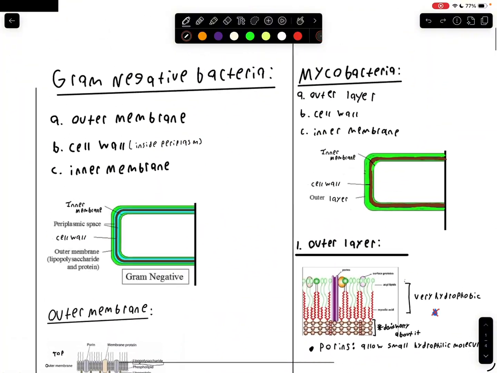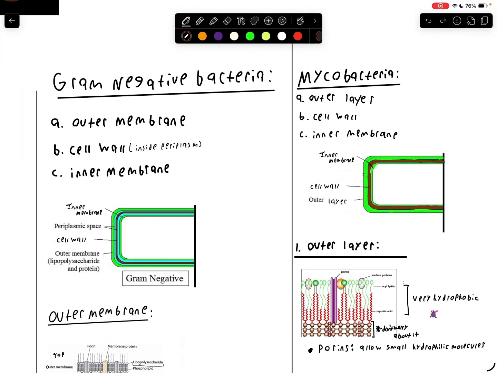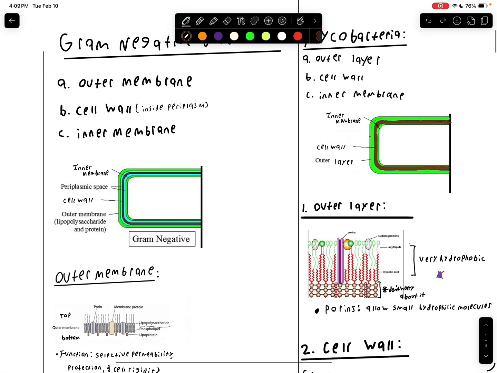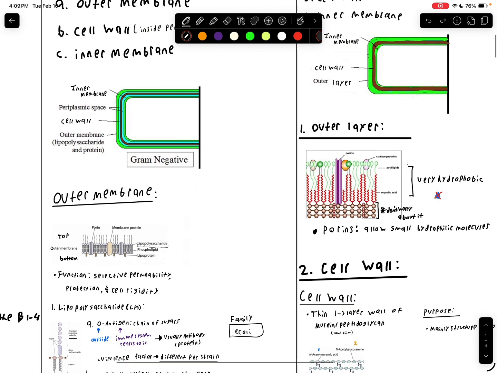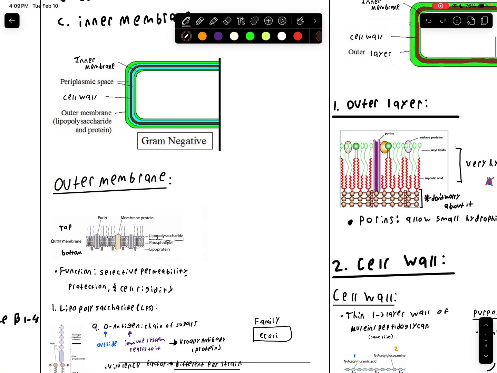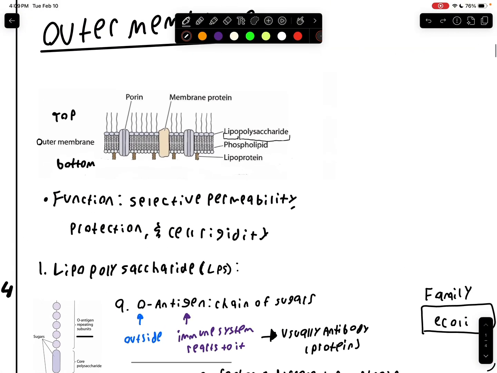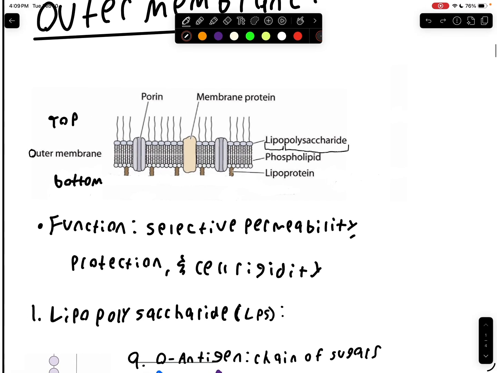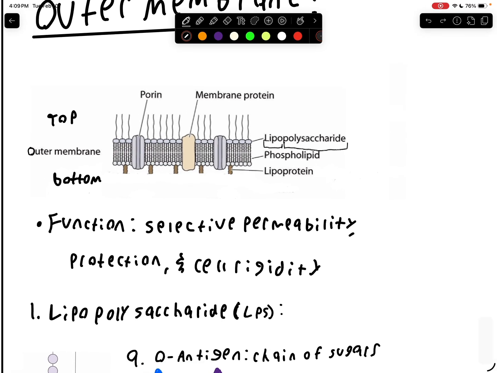So let's go to the gram-negative bacteria. Now, the gram-negative bacteria have an outer membrane, a cell wall, and an inner membrane. So I've drawn that out for you over here. Let's take a look at the outer membrane first and then work our way in. Within the outer membrane, this is what it looks like. This is the whole structure, and we'll break it down. We have the top and the bottom. So we're going to start at the very top and work our way in, like I said.